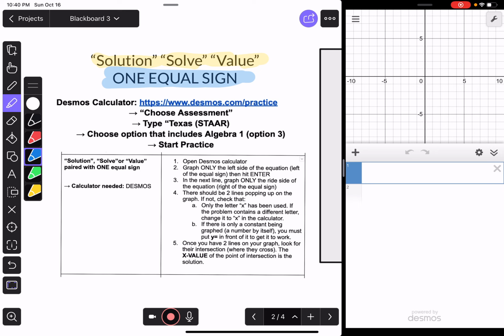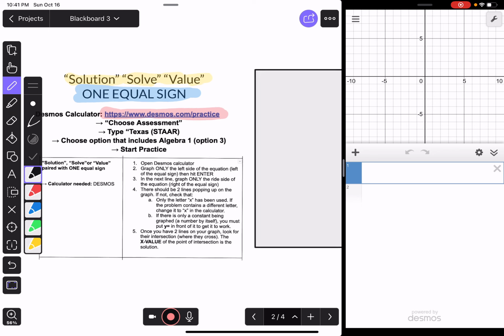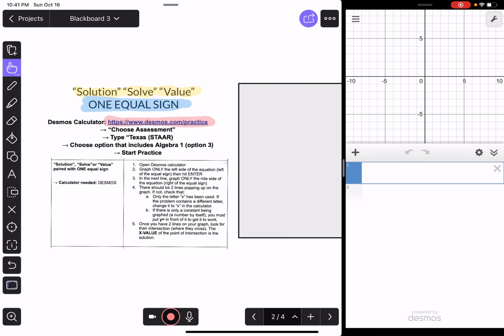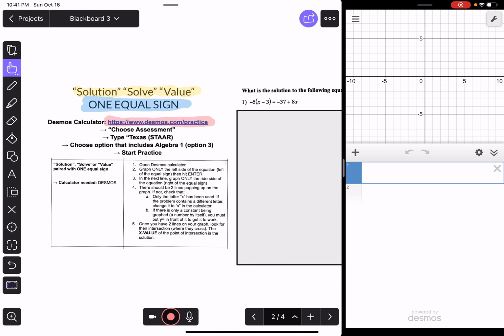It likely will work. Just a quick reminder as well, you need to go to desmos.com/practice and make sure you select the right practice exam so that you're practicing on the correct form of Desmos. So let's get started. Let's show you guys the problem first. Let's go through a couple different types of problems that we could see on the STAR test.